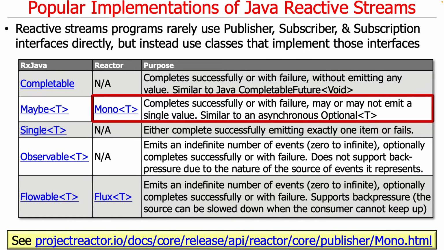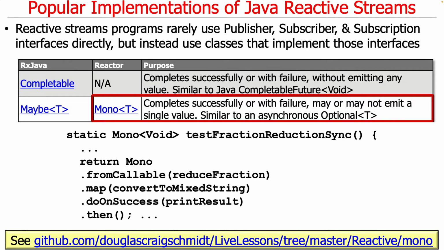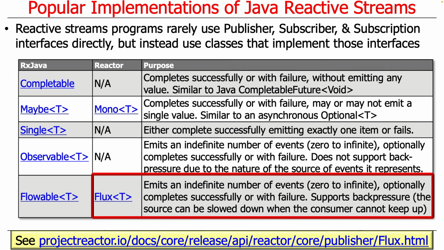And a mono in Project Reactor is similar to an asynchronous optional, if you remember the optional class from Java 8, where you can have it either succeed or fail, and it may or may not emit a single value. That's where the word mono comes from. And here's a very simple example that we may look at if we have time, that takes a fraction, converts the reduced fraction to a mixed string, and prints it using a mono.